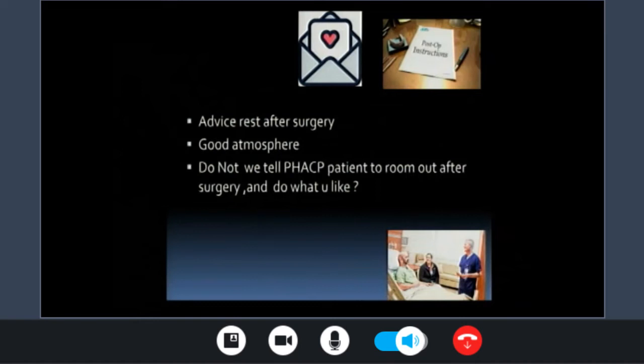So here, what is the problem? Usually we advise rest after surgery. The patient should be sitting in a good atmosphere, and don't tell your patient after, especially phaco, go do what you like. Bend, do anything. This is actually not good from my side because I see the bad things. Definitely maybe the patient will not develop anything, but why not stay at home? Why not stay quiet in a good atmosphere?